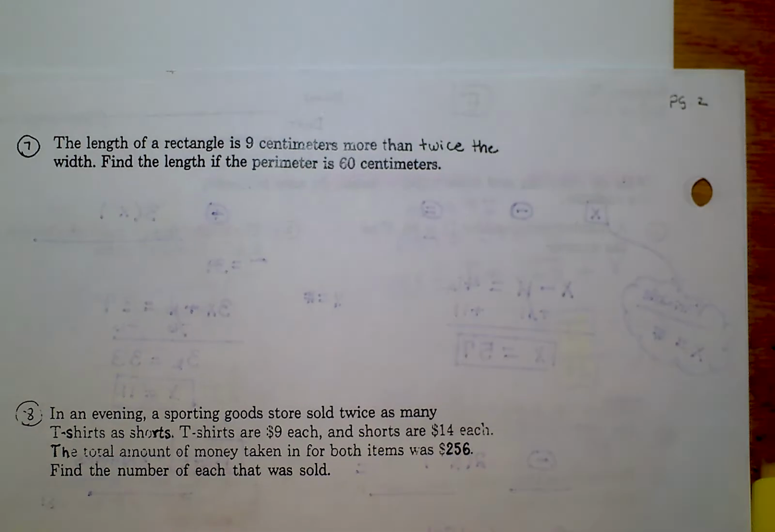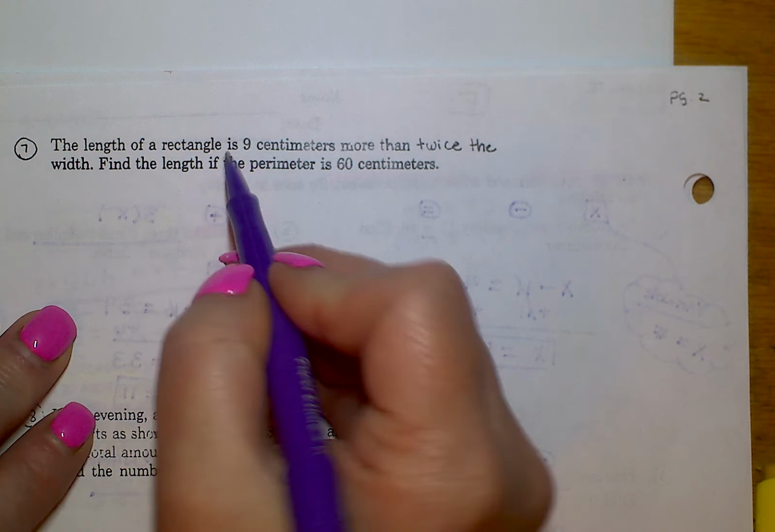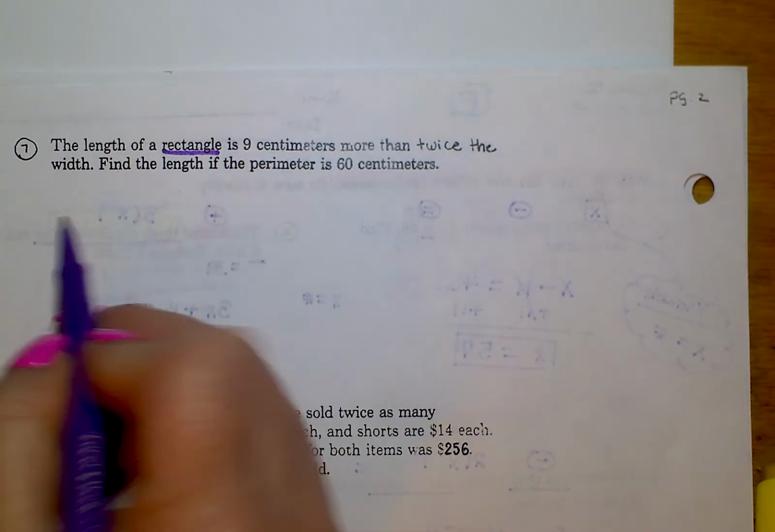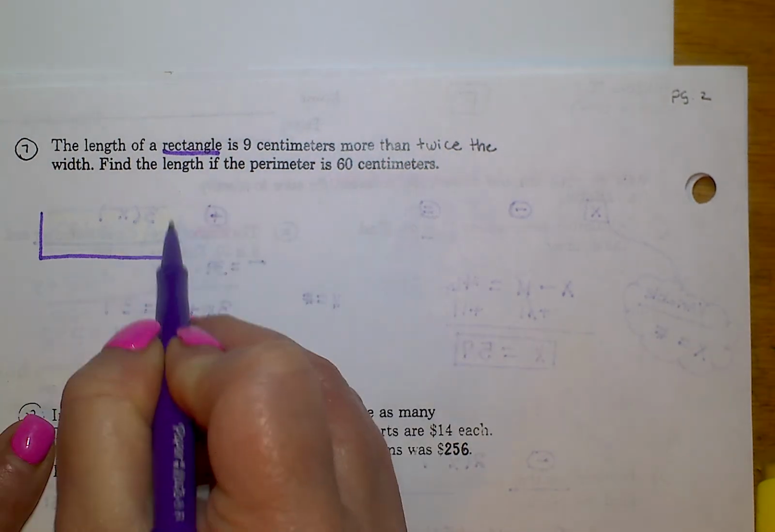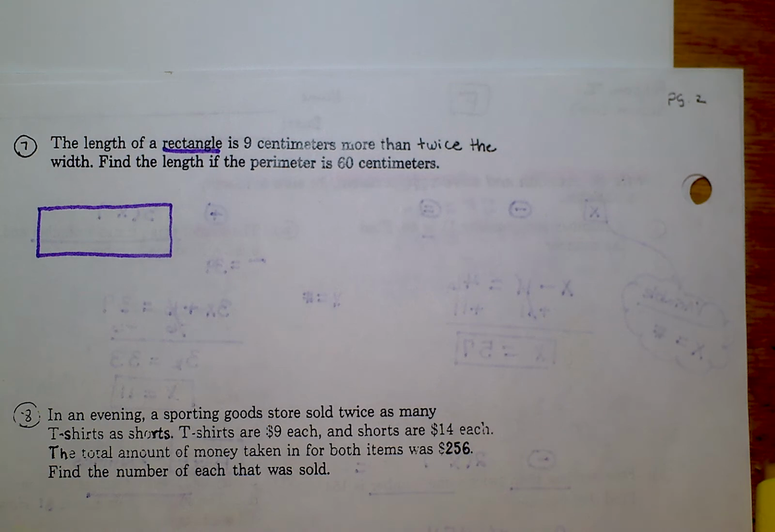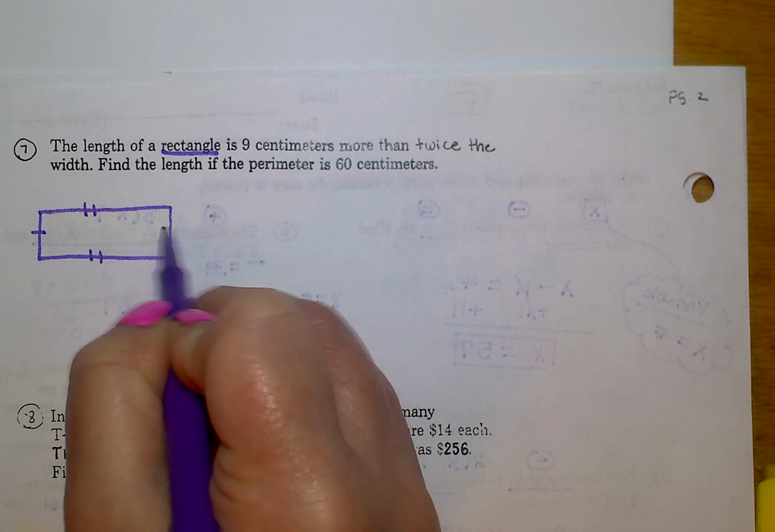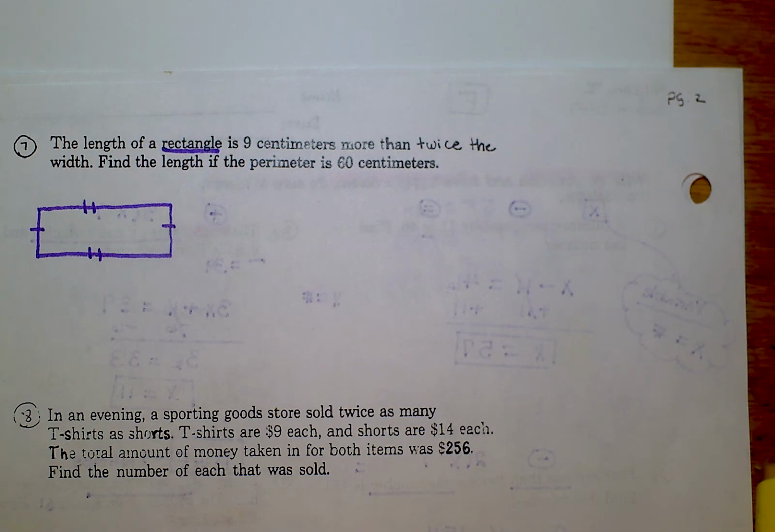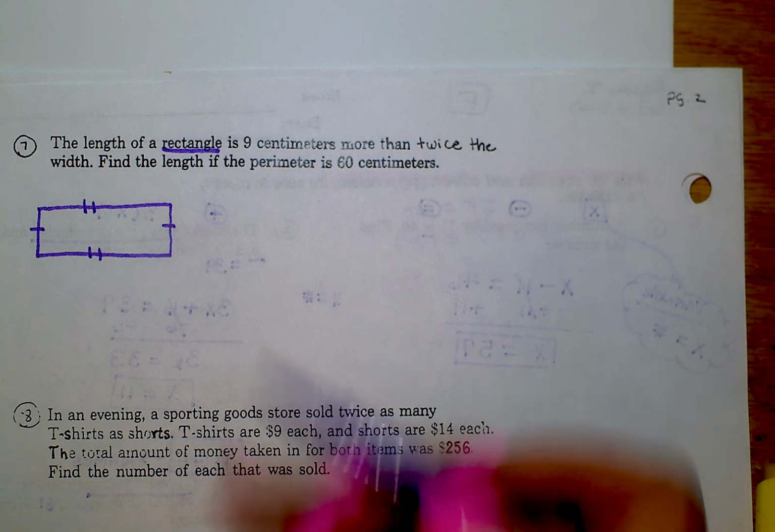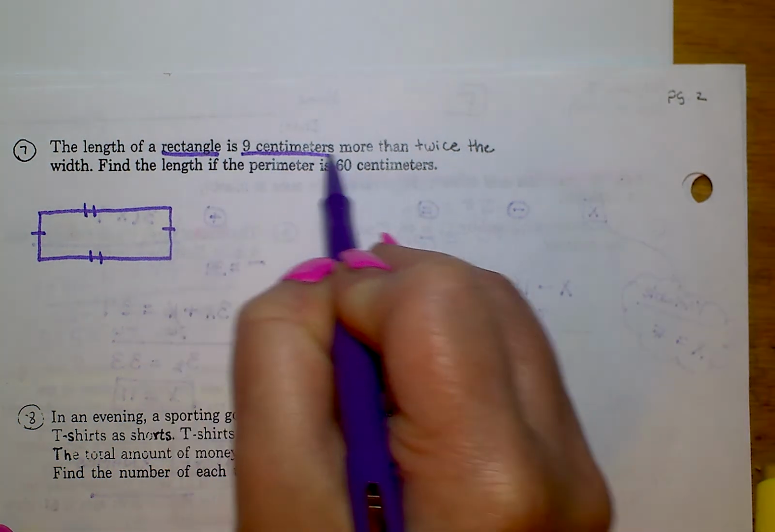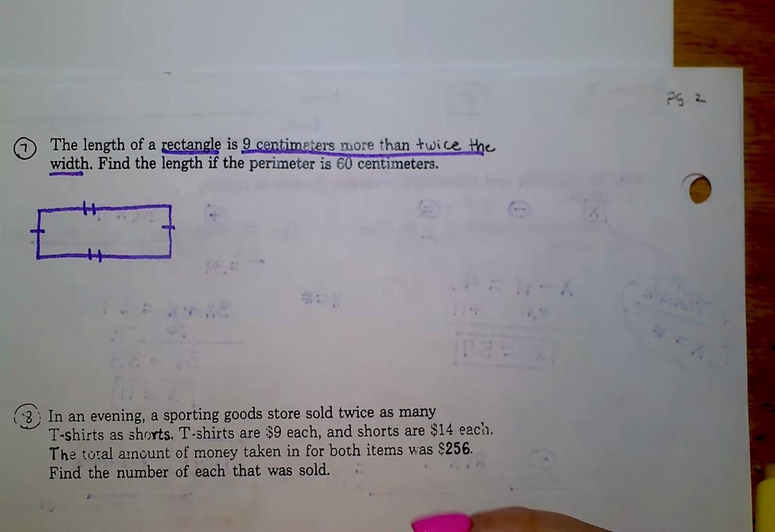Okay, on the back is a geometry question. Okay, with the geometry question, you want to draw the picture. So we're going to draw a rectangle. If you remember, in geometry, opposite sides are equal. And it tells you that the length is 9 centimeters more than twice the width.